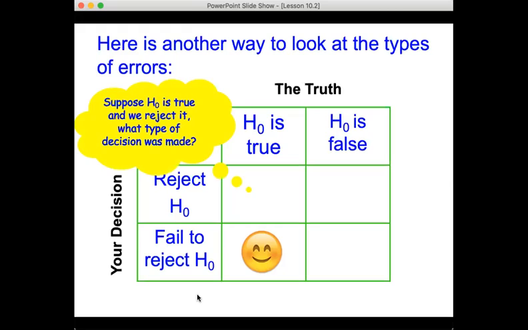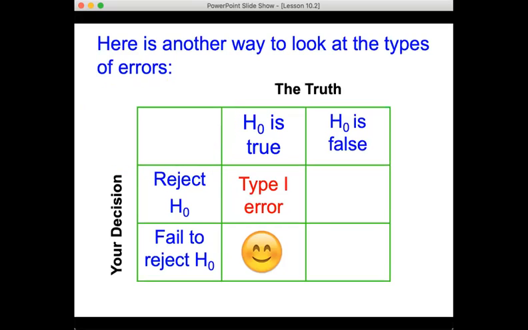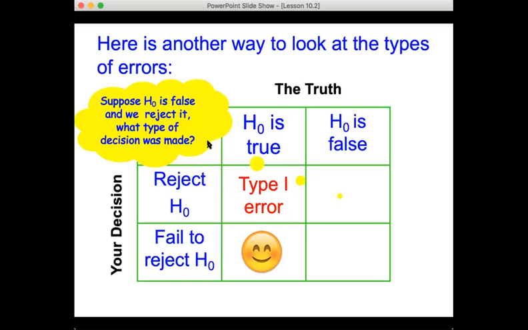What about this next one? The null is true, but we reject the null hypothesis. Amanda, what do you think about this one? I think that's a type 1. Good. Nice. That is a type 1 error. Perfect. So Johnny is innocent, but we throw him in jail. Okay.